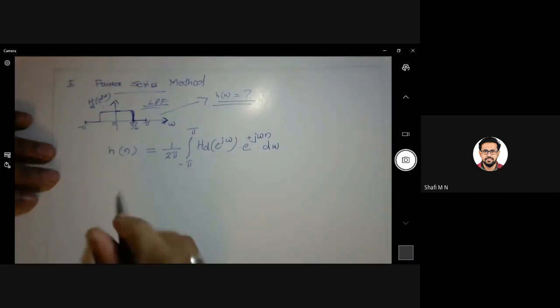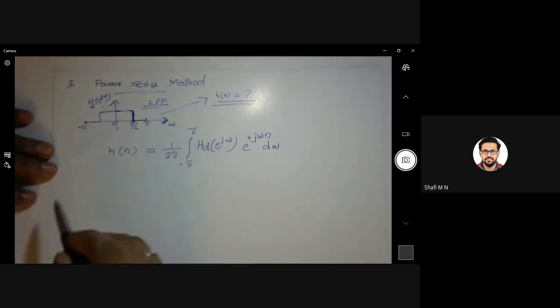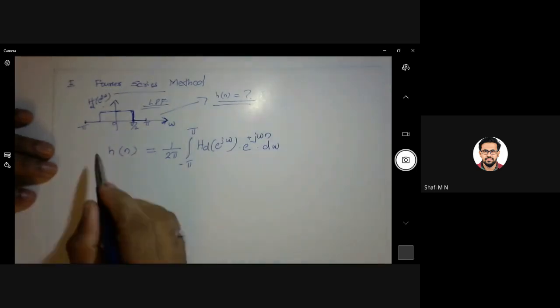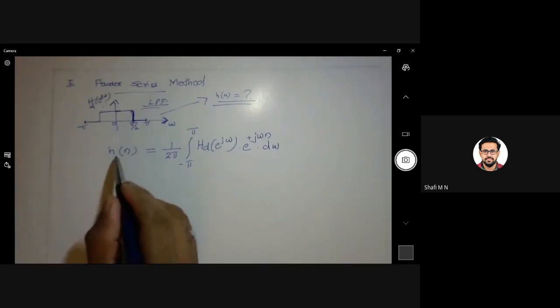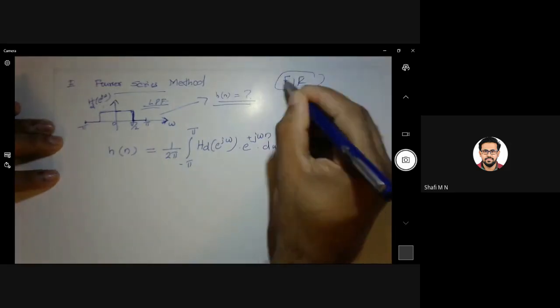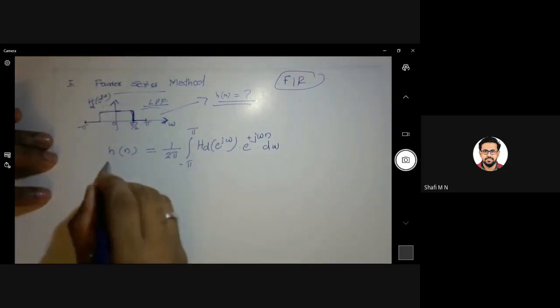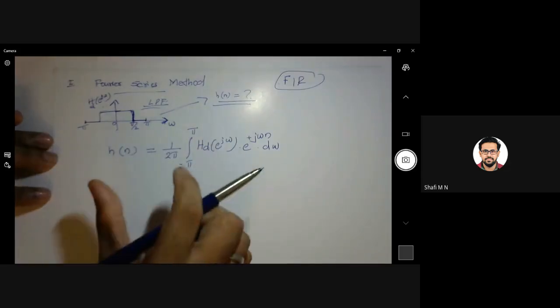Got it? The main problem with this h of n, do remember, is that it will have an infinite number of terms. Your impulse response will have an infinite number of terms. What are you asked to design? An FIR filter, a finite impulse response filter. That means you have to cut short these infinite terms to some finite number of terms.